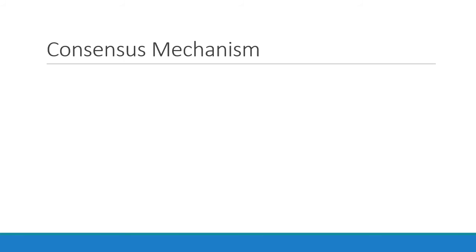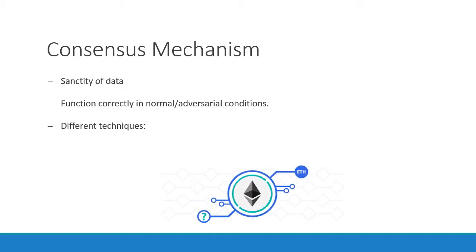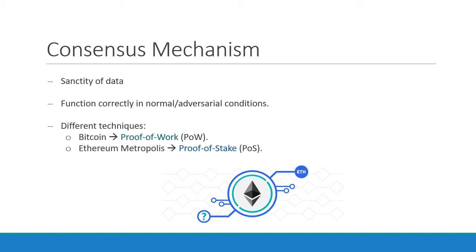Moreover, consensus protocols maintain the sanctity of data recorded on the blockchain. Also, they provide the building blocks that allow the blockchain platform to function correctly in normal as well as adversarial conditions. Different techniques are used by different blockchain platforms. As an example, Bitcoin solved this problem by using proof-of-work, where the nodes are obliged to prove that they have expended a certain amount of energy, while Ethereum Metropolis uses proof-of-stake.